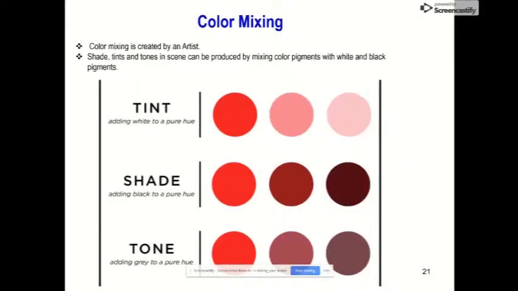Color mixing is used by many artists while drawing. They use three concepts: tint, shade, and tone. Tint is when you add white to any particular color. When you add black to a color, it gives the shade. But when you add both white and black together, it gives the tone. So these are the three concepts used by artists while drawing any picture.